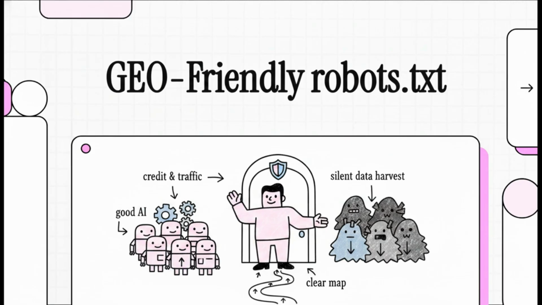Today, we're going to systematically break down a geo-friendly Robots.txt template created by Verti Group International. This text file is essentially the bouncer at the door of your website, and we're going to learn exactly how to give it the right instructions for the AI era.